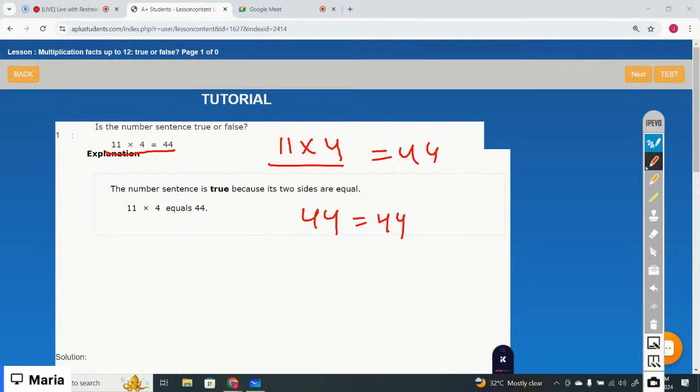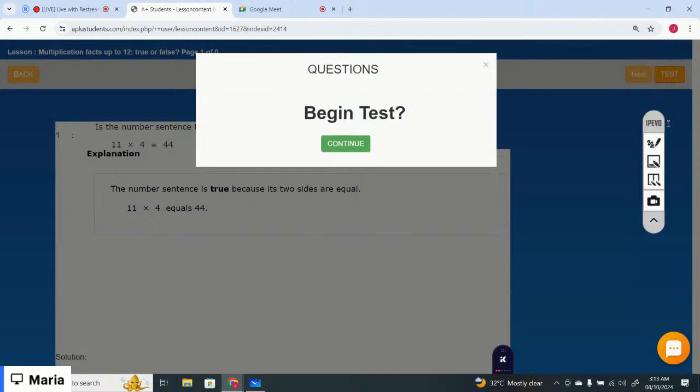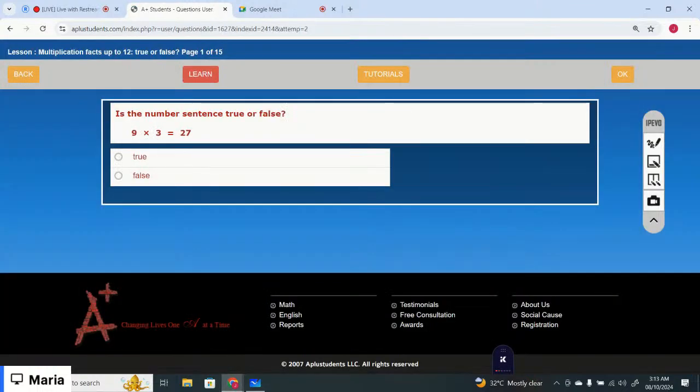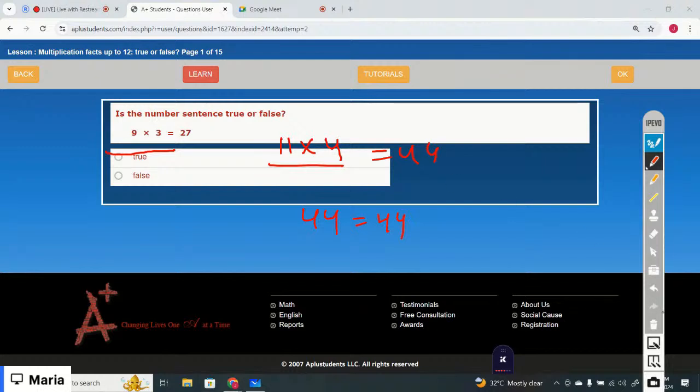Okay, let's just start with the test questions. Is the number sentence true or false? You have 9 times 3 equals 27. So just solve this side, right?